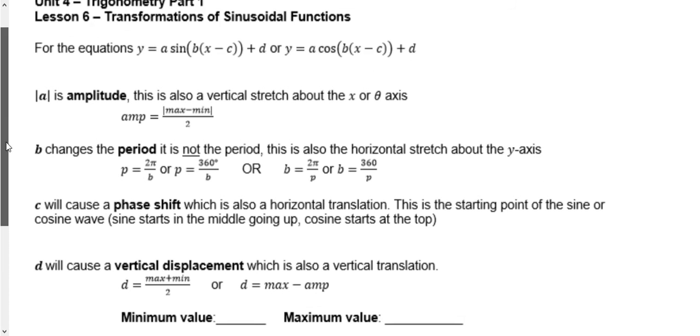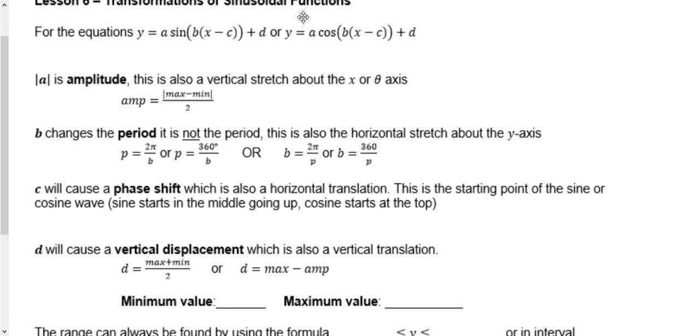So a in our equation, a in this sine function or a in this cos function, is going to be the same. b, c, and d, all the transformations are the same, just for two different functions.